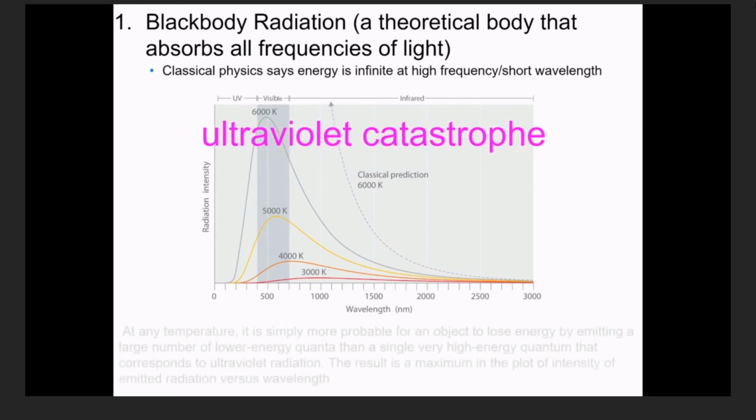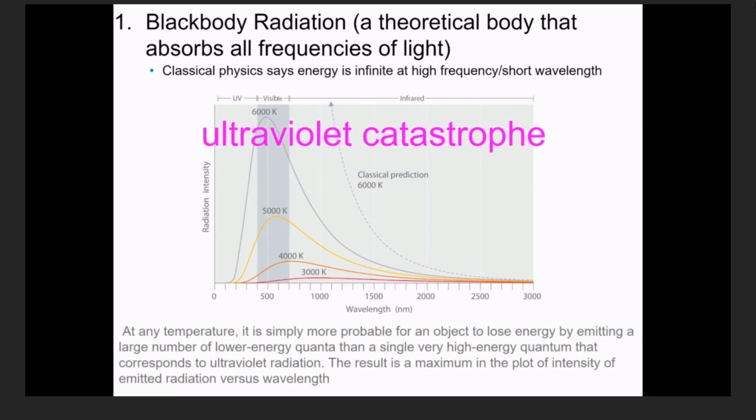It turns out this prediction gives you what's known as the ultraviolet catastrophe. The UV region is over here, which is why they name it the ultraviolet catastrophe, because in the UV region we expect it to keep going up to infinity. But what happens, you can see from these curves, is it actually comes down.